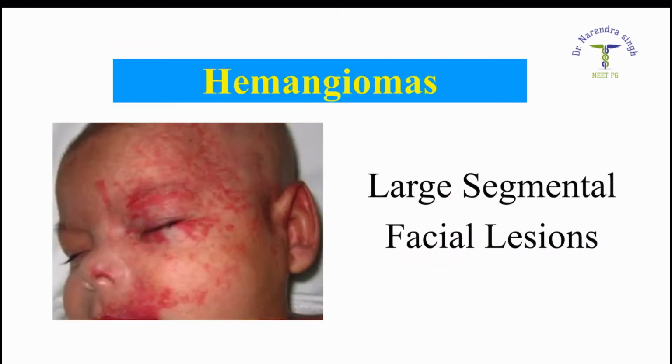The next part is H, that is hemangioma. This is one of the major diagnostic criteria: large segmental facial lesions are seen in case of Phace syndrome.